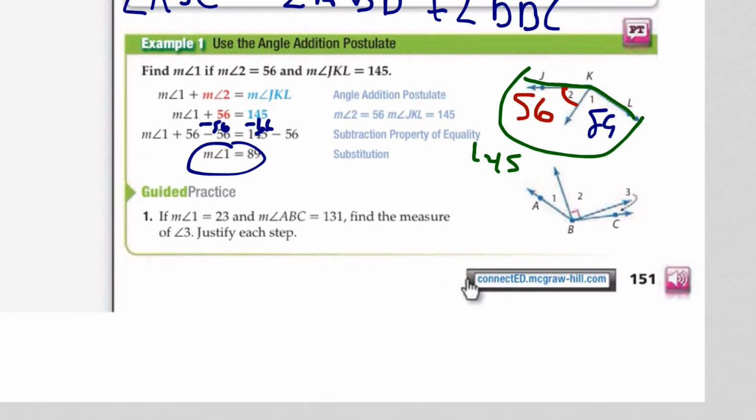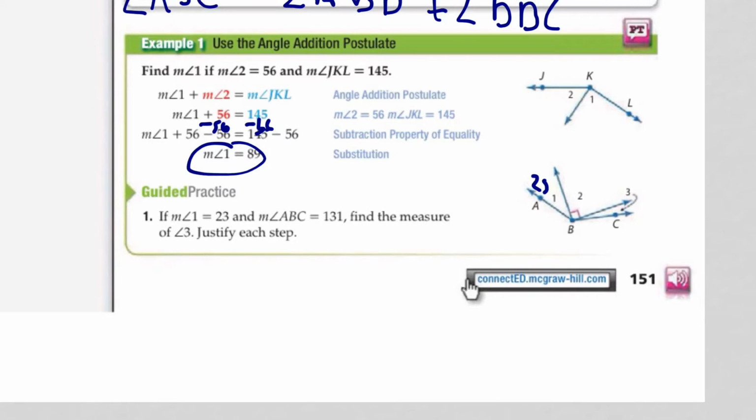Let's look at the guided practice. It says, if measure of angle 1 equals 23, okay, mark that, 23. Let me erase this, get a little more clear. Alright, measure of angle ABC is 131. Ooh, ABC, the whole thing, is 131. Alright, find the measure of angle 3, justify each step.